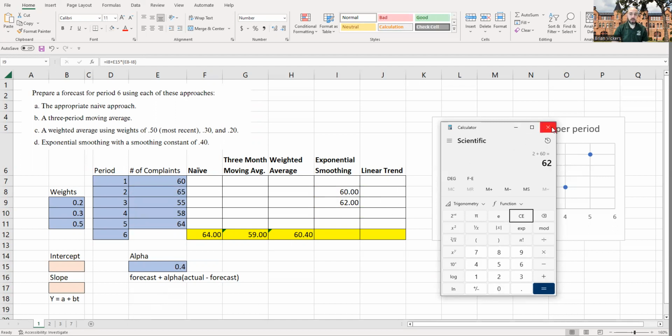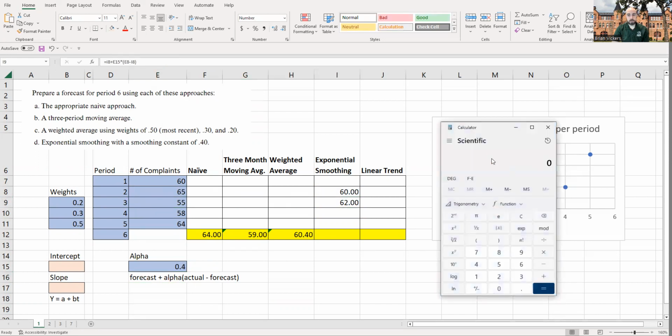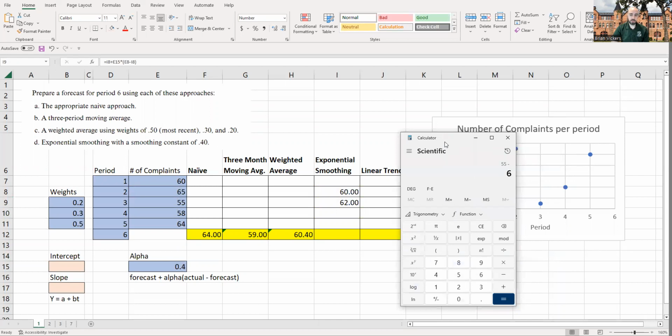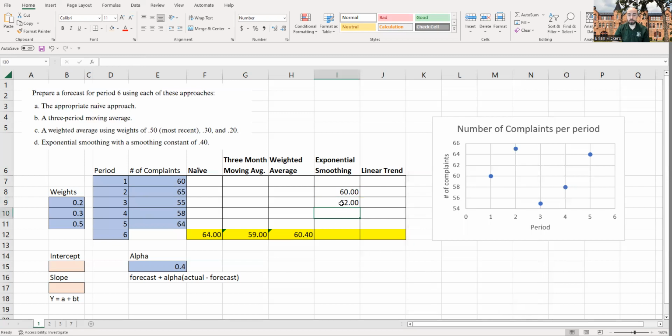get 62. Now keep in mind, this is not the absolute value of the difference. If I'm off by a negative amount, I do go back the other way on my projections. So if I do actual minus forecast for the next period, I get 55 minus 62. Well, I'm going to be at a negative number. So 55 minus 62 is negative 7. Multiplied by 0.4 is negative 2.8. But I'm still adding that to the forecast. So plus 62. And I end up with 59.2. So I should get 59.2 if I follow this same formula.